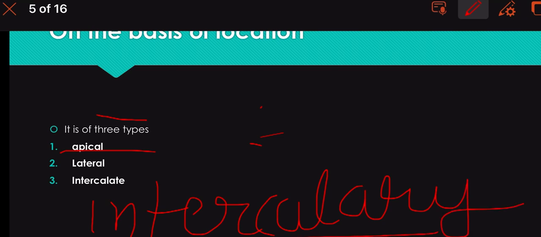Intercalary, located between regions of permanent tissues, for example at nodes, and responsible for growth in length in regions other than the tip.